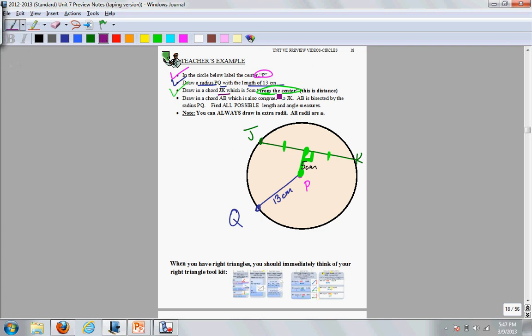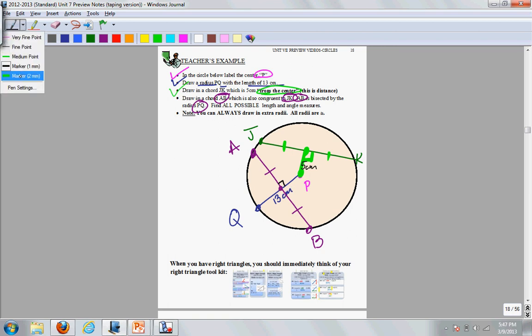Next one says we're going to draw in another chord which is congruent to JK. So AB and JK are going to be the same length, but AB is going to be bisected by the radius PQ. So AB is going to be cut in half by that radius PQ. Here's AB, cut in half by the radius PQ. Now you learned that if perpendicular, then bisect. And if bisect, then also perpendicular. So we're going to put in a right angle.